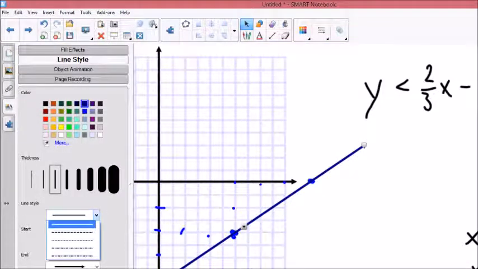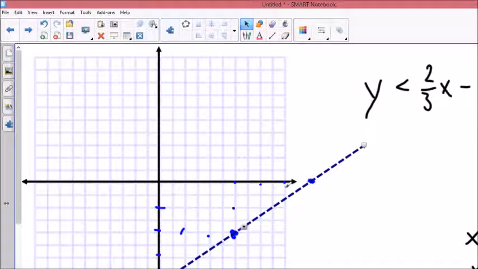is if it says less than or greater than, instead of less than or equal to or greater than or equal to, the way that I know to stay off of that line is I make it a dotted line instead of connecting the dots and making it solid. So there's one part of my graph. First I get the line graphed, y equals 2/3 x minus 4. And if the inequality symbol says less than or equal to or greater than or equal to, we connect the dots with a solid line. If it just says less than or just says greater than, then we connect it with a dotted line instead.